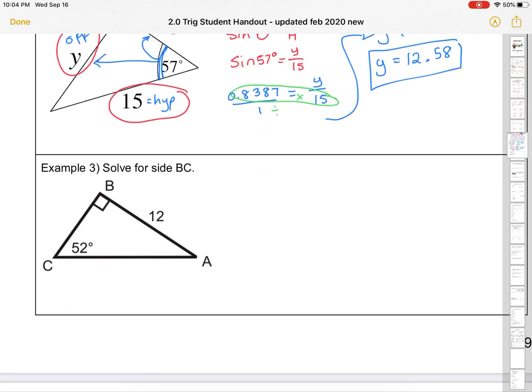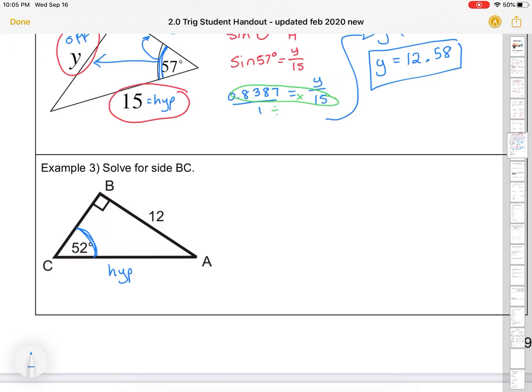Alrighty. So this will be a good point for you guys to try this one. Pause your video. When you're done, come back, see if you got it right. Remember the steps: label, circle, choose, solve. Okay? So I'm going to assume you're back.